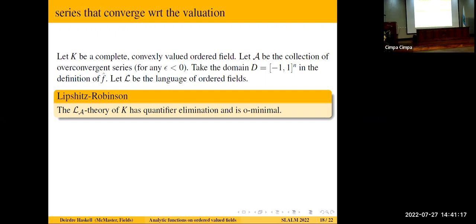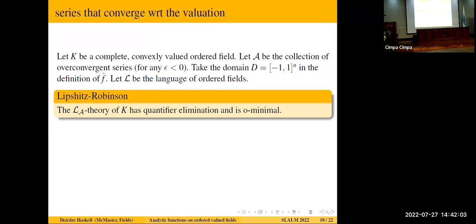So I have two things going on here now. I've got an ordering and a valuation. I'm taking my collection of functions to be those which are overconvergent in the sense of valuation. But then I'm taking the domain to be this box minus 1, 1 to the n, which is defined using the order. And then there's this theorem by Lipschitz and Robinson that if we take the language of ordered fields, leaving out the valuation, and put in this collection of functions, whose interpretation in the standard model is the restricted analytic function on the interval minus 1, 1, then I get a theory which has quantifier elimination and is open interval.